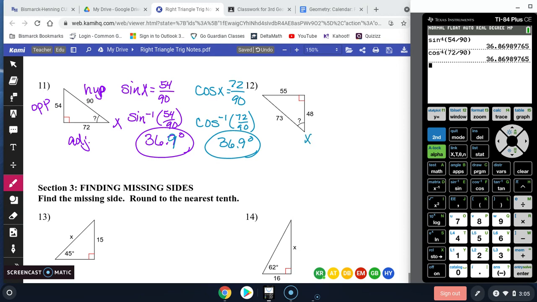Okay, last one for this part of the lesson. Again, I can pick whatever I want to. If I want to do tangent of X on this one, it's going to be opposite, and then my adjacent side, and then do the same thing. So you have 55 opposite, 55 over 48.